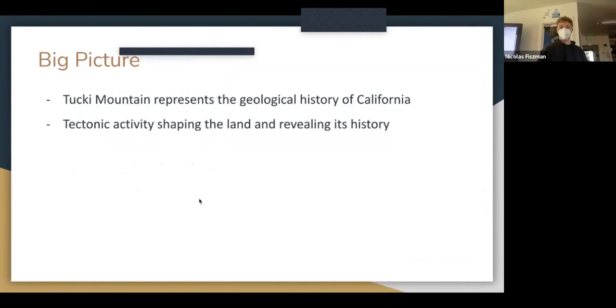And why that matters is that Tucki Mountain represents the greater geological history of California, more or less, and how it's gone through a lot of change over a super long period of time, with layers of different rocks stacked on top of each other, and how the whole area was shaped through tectonic activity, and how it reveals itself through weathering and movement and all that.